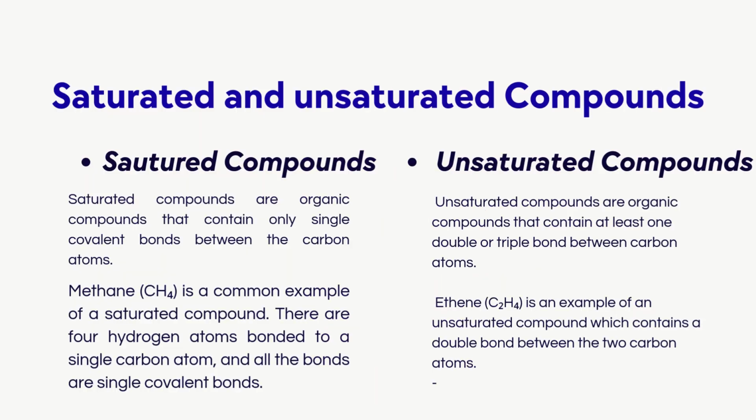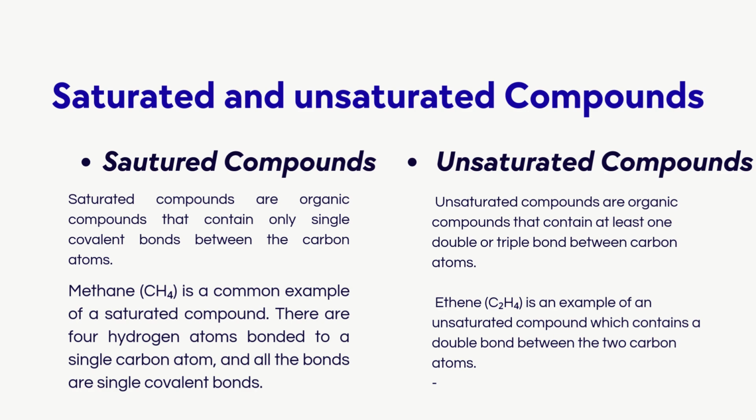Now let's discuss 2 additional terminologies, saturated and unsaturated compounds. Saturated compounds are organic substances characterized by the presence of only single covalent bonds connecting the carbon atoms. Methane, CH4, serves as a typical example of a saturated compound. In its structure, 4 hydrogen atoms are linked to a single carbon atom, with all connections being single covalent bonds.